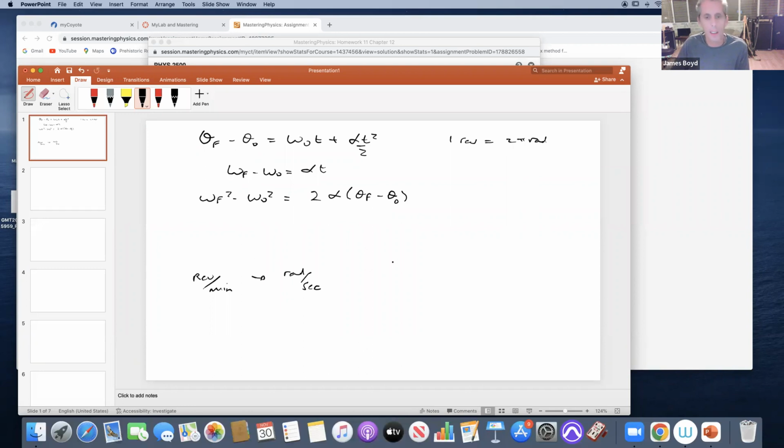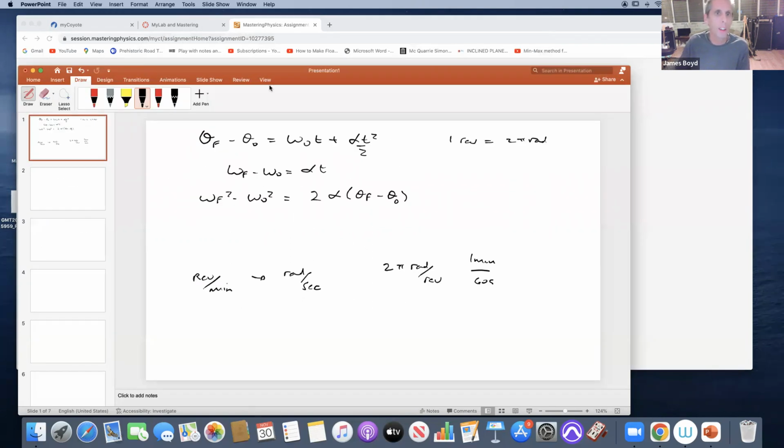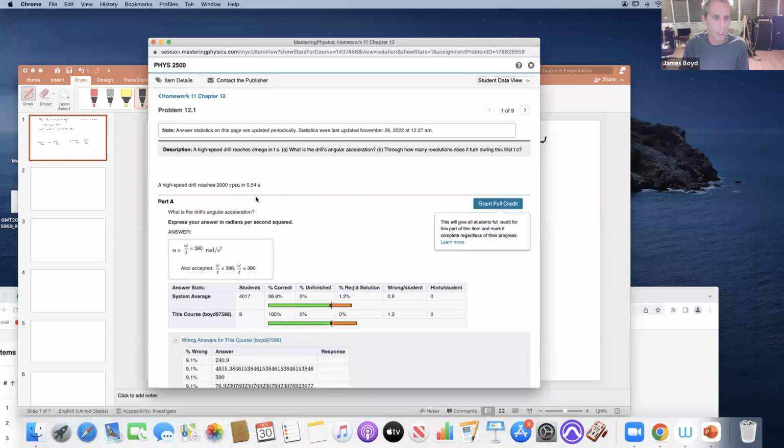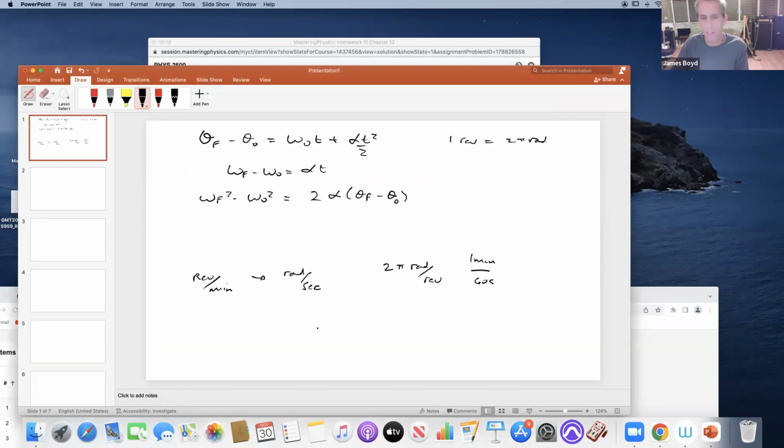How we do that is there are 2 pi rads per rev, and in 1 minute, 60 seconds. I'm told, at least on mine, that I start with 2,000 RPM and 0.54 seconds. To turn this, I need to multiply it by 2 pi over 60. Now I'll put it in omega. This is actually my omega final. It's 2 pi divided by 60. I get 209. So my omega final is 209.44 rad per second.